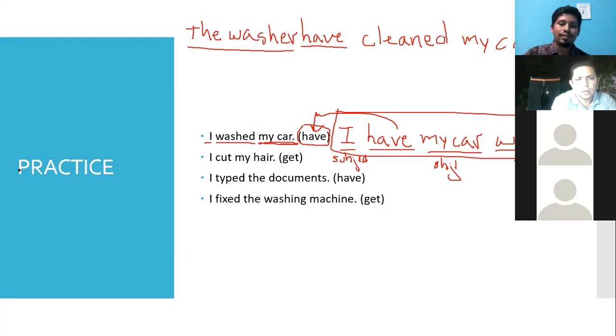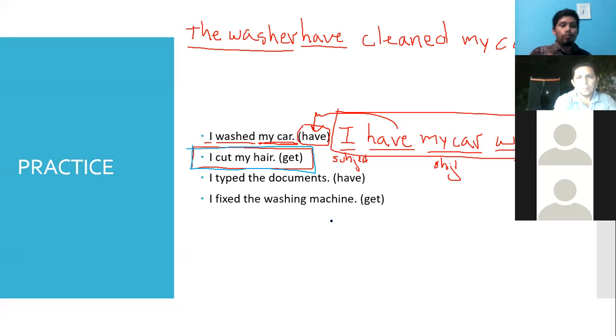But we're going to be using the information of this sentence. Check it out, I'm going to use a different color. I get my hair cut. I cut my hair. So it could be, I get my hair cut. That's the way that we have to do the sentences here.